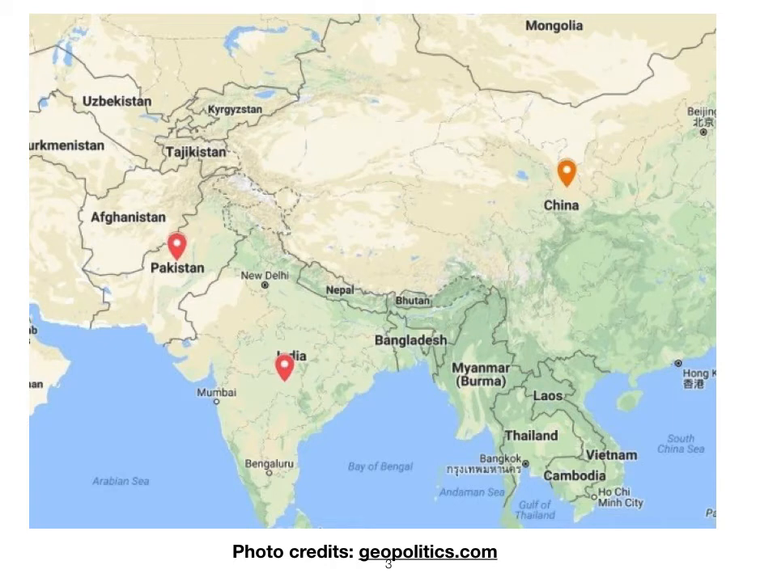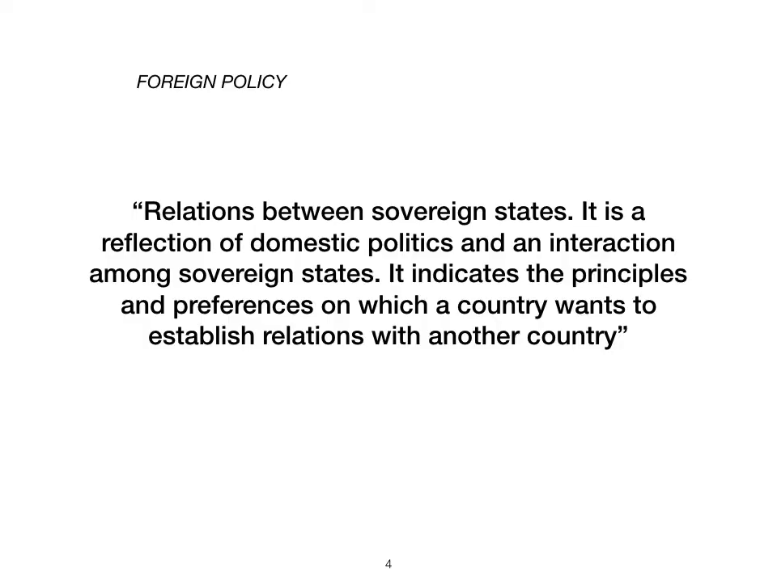So yes, this is the map of Pakistan, as you can see, neighboring countries. But let's talk about foreign policy. Foreign policy is basically the relations between sovereign states. It's a reflection of domestic politics and interaction among sovereign states. It indicates the principles and preferences on which a country wants to establish relations with another country.